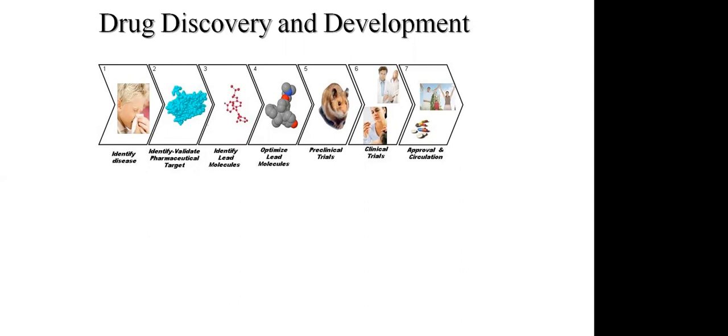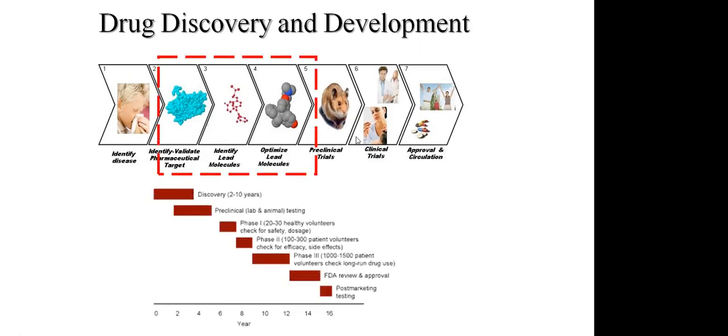The overall steps involved in drug development can be seen on the screen. First, identify a particular disease, then identify and validate the pharmaceutical target and identify the lead molecules, optimize the lead molecules, and take them to preclinical trials, and then into clinical trials on humans, both healthy and diseased. Then approval, formulation and production, and marketing will be done. All this takes nearly 15 to 16 years.